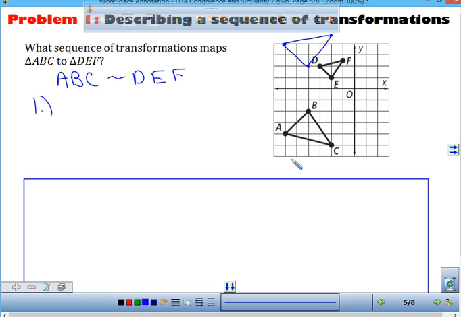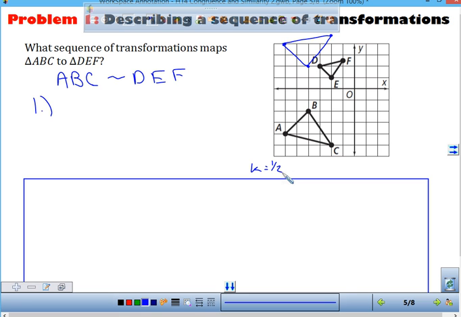And not divide by 1/2, but multiply by 1/2. Multiplying by 1/2 is like dividing by 2. So either way, if that's the way you want to think about it. So let's multiply by a scale factor of 1/2.